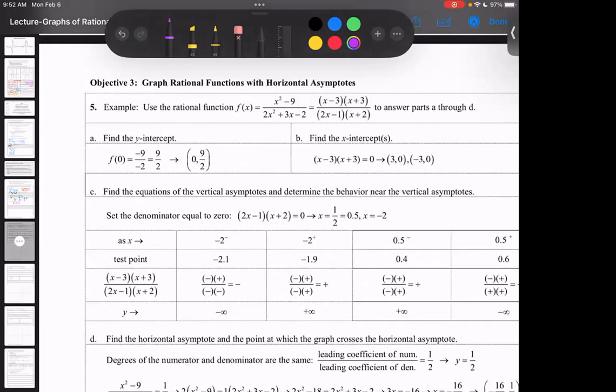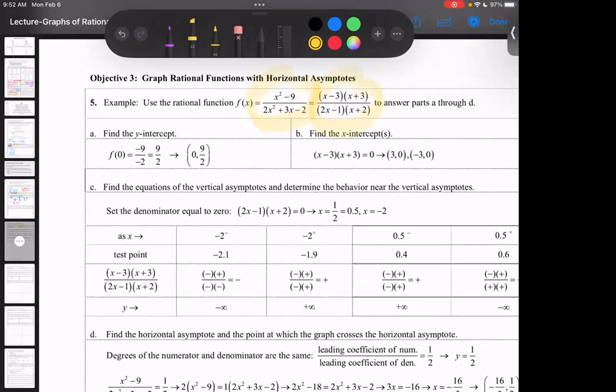Given a rational function like this, don't write it down, just watch. The first step will be to factor them. Once you have it in factored form, you're going to find the y-intercept and x-intercept, which is easy, right? You guys know how to do those. On the exam, if you have something like this, we'll list out the steps for you so you don't forget.